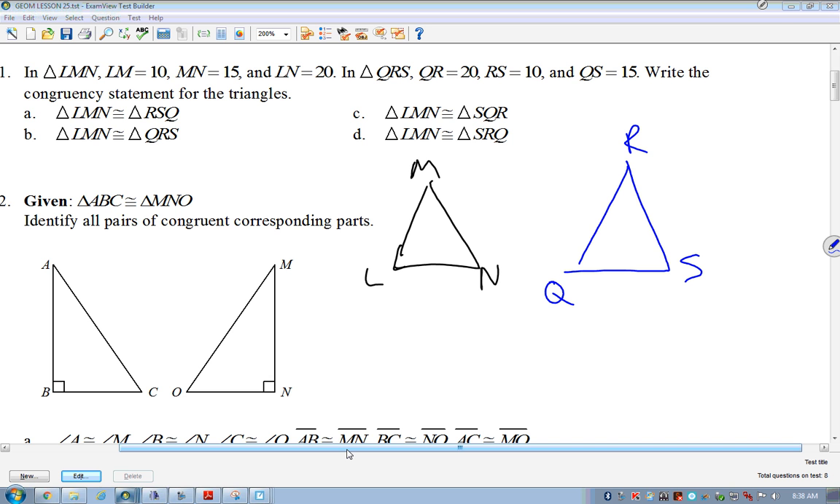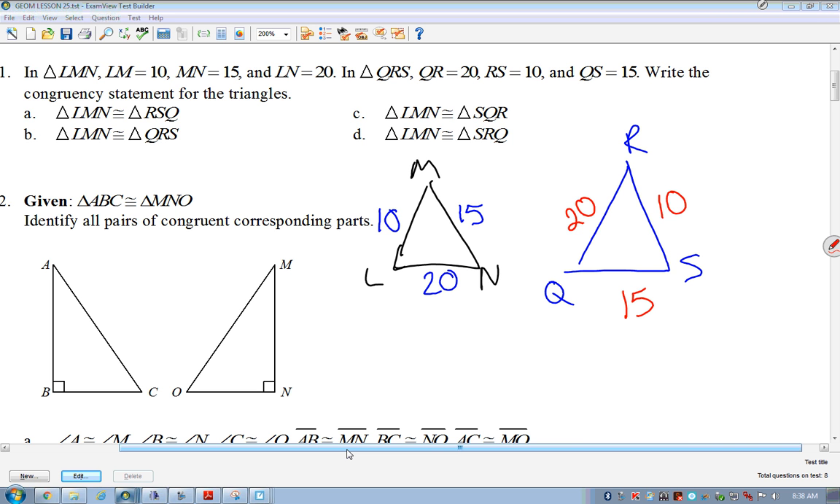All right, what is the length of LM? 10, okay. MN, 15, and LN, 20, okay? Let's come over here. What is QR? Okay, all right, so we already see a problem, right? LM doesn't correspond to QR. Okay, what about RS? 10. Okay, what about QS? 15.